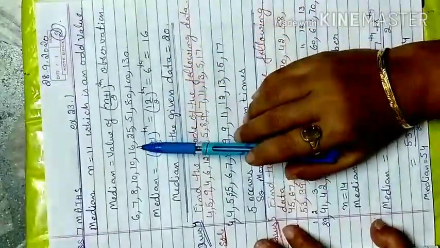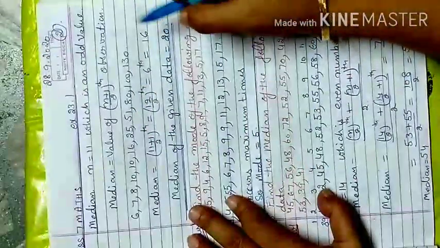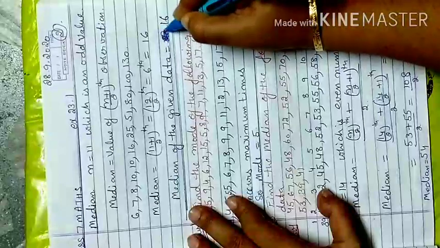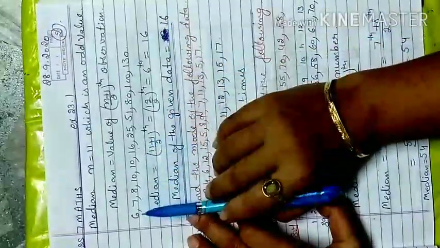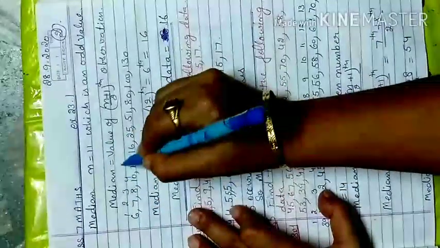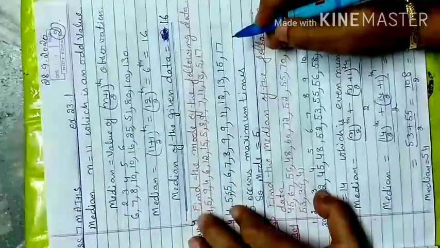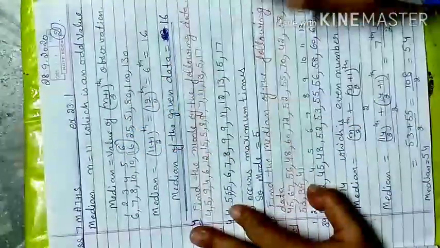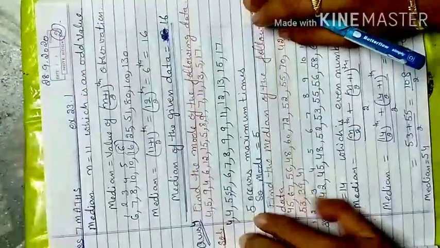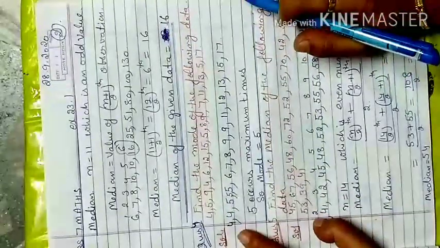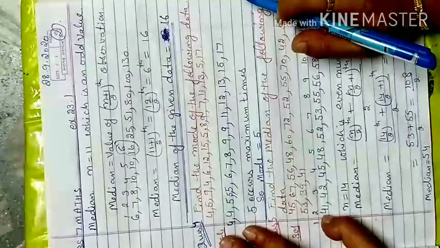Sorry, the median of the given data is here 16, because this is not 20, this is 16. In the 6th position, this is first, second, third, fourth, fifth and 6th position, 16 is present, so 16 is my median. First you have to find the median position, then you have to find the value at that position.